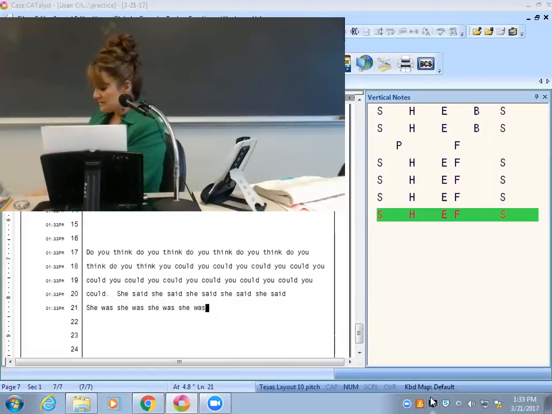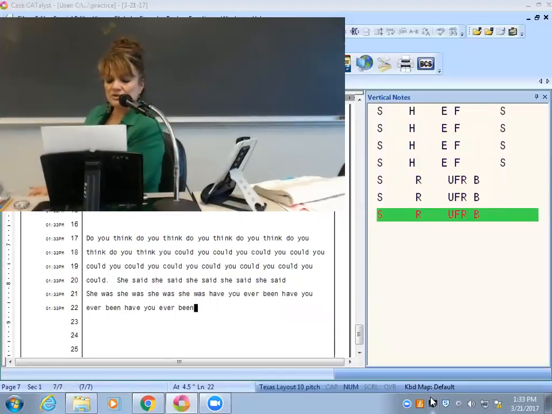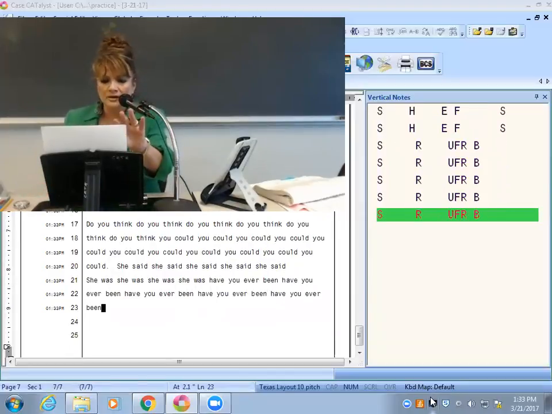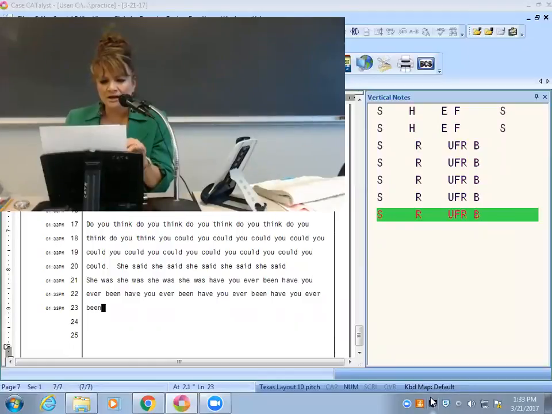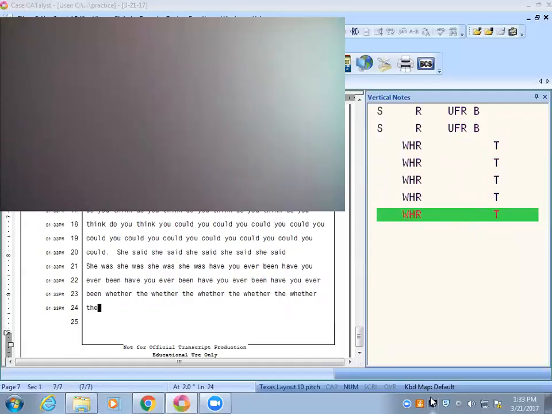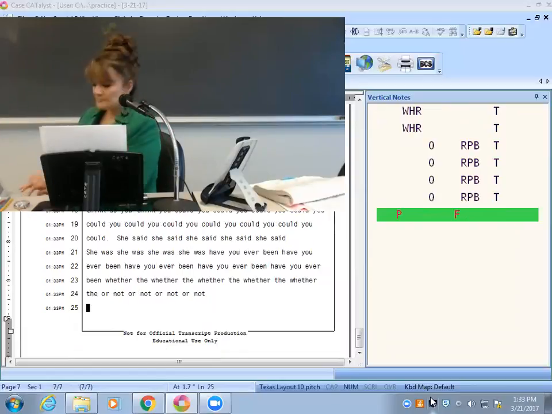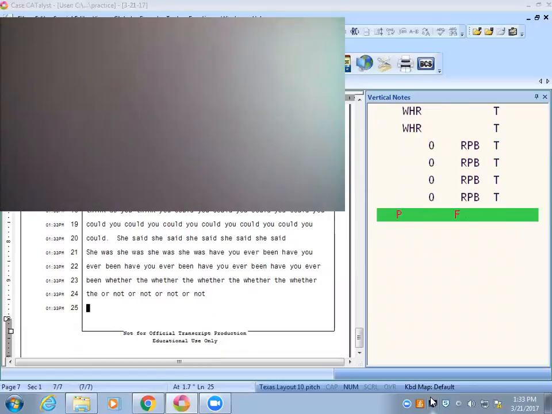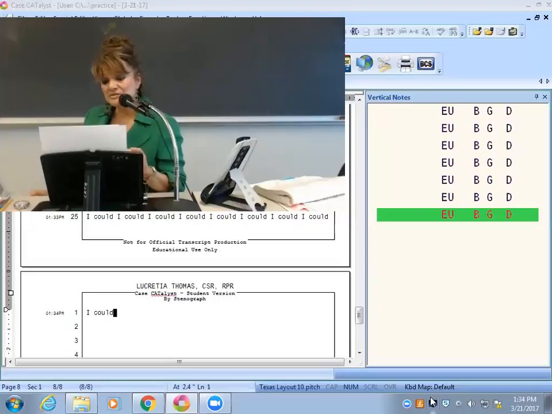Have you ever been is VU. Have you ever been VUFRB? And in your homework sheet, they're highlighted so you'll know it's a brief. Whether the or not is ORNT. And then you have I could is IKD. And then from time to time is a brief.